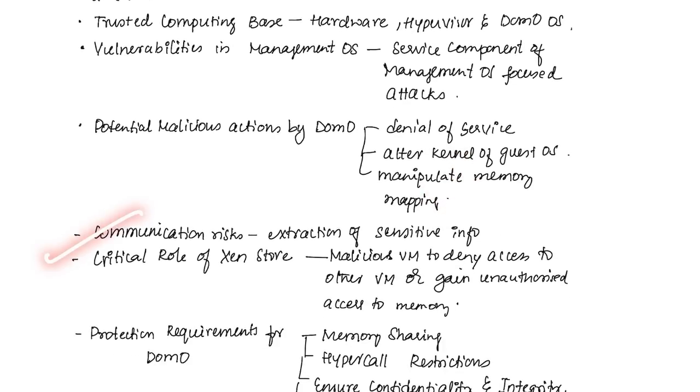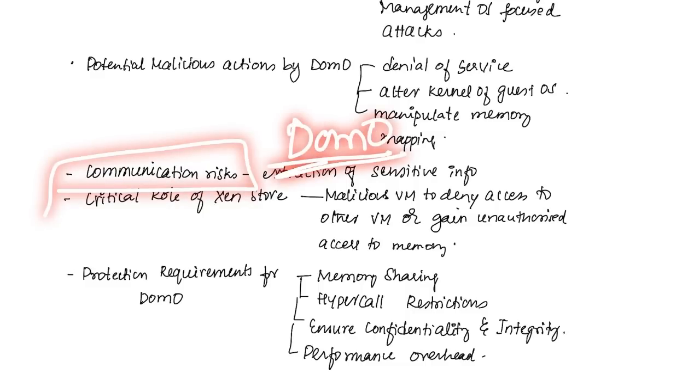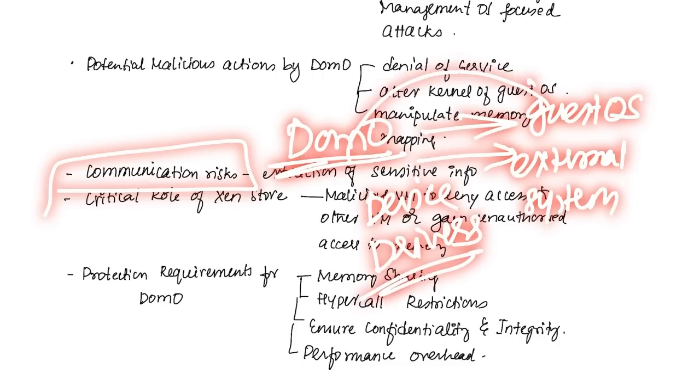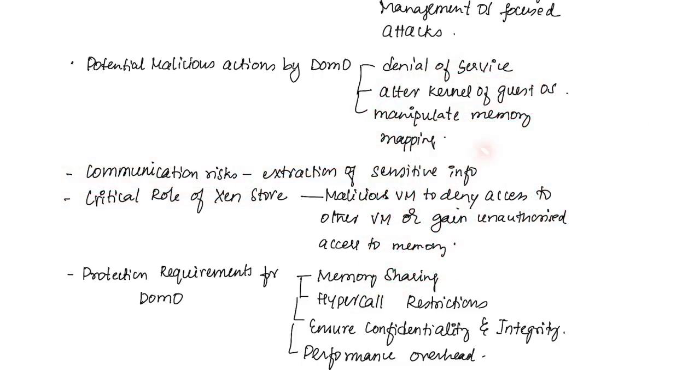Next, we have communication risk. During runtime, Domain 0 will initiate communication between the guest operating systems. These guest operating systems, along with external operating systems, are also connected via device drivers. This communication is usually not secured enough, and there are chances of extraction of sensitive information. Next we have the critical role of XenStore. XenStore is a critical component for maintaining the state of the system. It can be targeted by malicious VMs to deny access to other VMs or even gain unauthorized access to the memory.